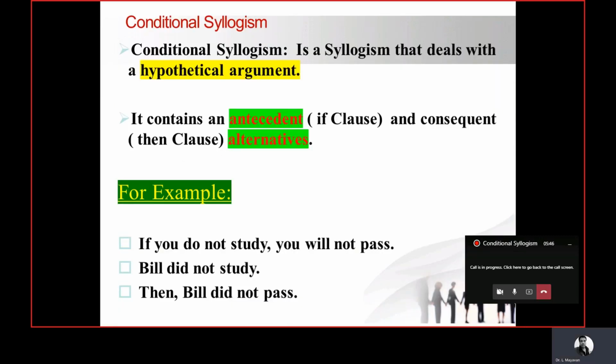Conditional syllogism is a syllogism that deals with a hypothetical argument. It contains an antecedent, the if clause, and the consequent, the then clause, that is alternatives. For example, if you do not study, you will not pass. This is the if clause, the antecedent. Bill did not study is the consequent, the then clause. Then Bill did not pass is the conclusion.